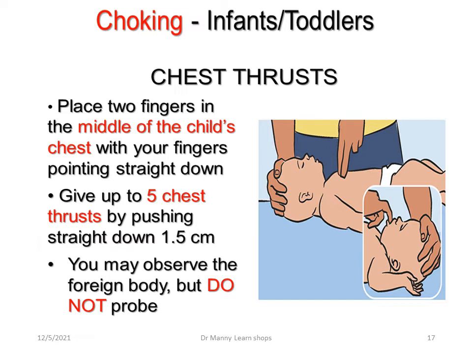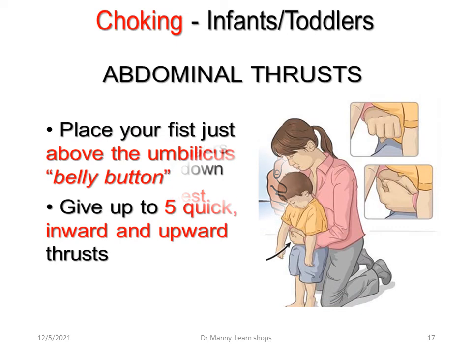You may observe the foreign body, but do not probe. You can pull the lip open and have a look, but don't stick your finger into the throat. Place your fist for abdominal thrusts just above the umbilicus, the belly button. Give up to 5 quick inward and upward thrusts.